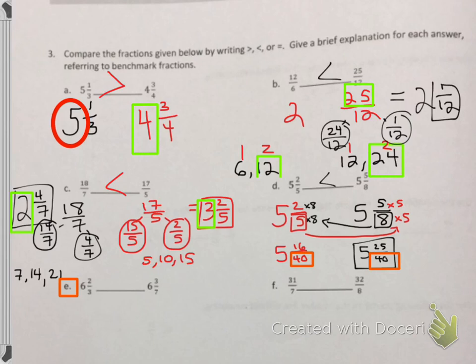All right, let's move forward. We're going to do 6 and 2/3, and 6 and 3/7. I can see this is going to be really hard for me to decide which one is greater, 6 2/3 or 6 3/7. Don't guess. We've got to make common denominators here.